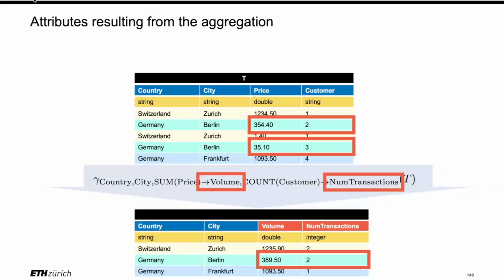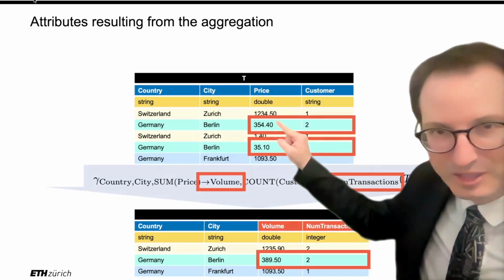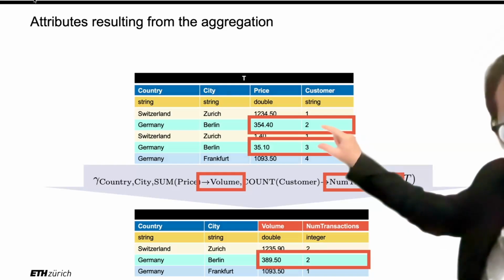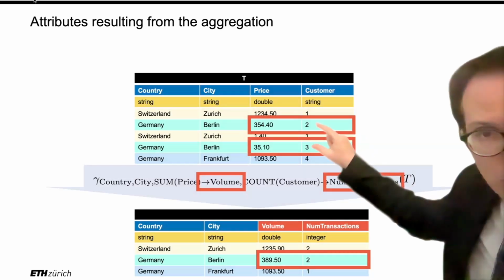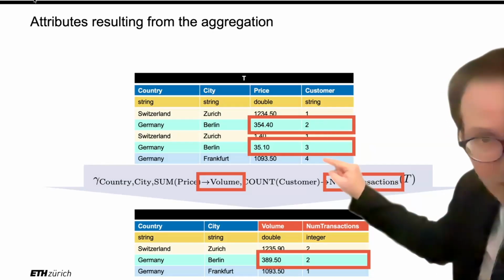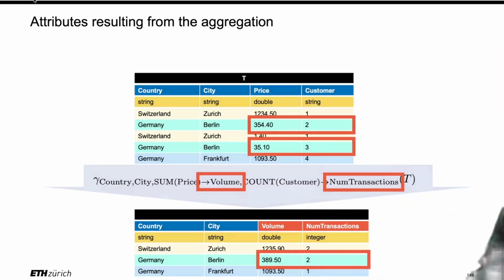So the sum of the prices goes into a column called volume, and the count of the customers goes into a column called non-transactions. And I also showed you on the slide what got aggregated to get this. So for example, the sum of this plus this gives us this. And here, it's not the sum, it's the count. Right, so I'm not getting 2 plus 3 here. I'm counting them. That's the first one, the second one, so that's 2 of them, and I'm putting 2 in there. Who is with me?